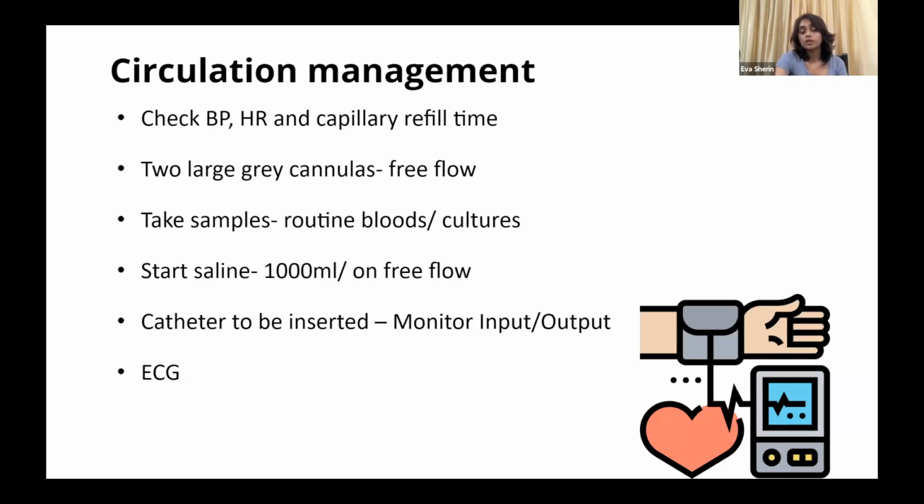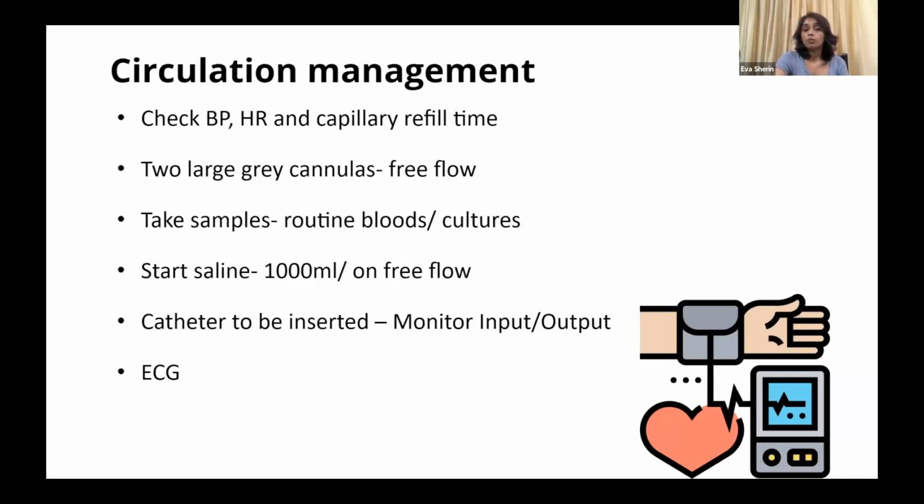And obviously when you're putting in your cannulas, you can always take your routine bloods and your cultures. Don't take them when you put in your first cannula, because you still need to make sure that your blood pressure is being maintained. And it might be a difficult cannulation, so don't delay that. Just start the fluids, and when you get the next cannula, try to get all your blood samples ready and get your samples done.